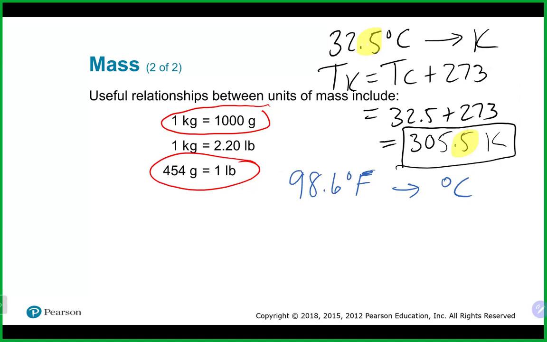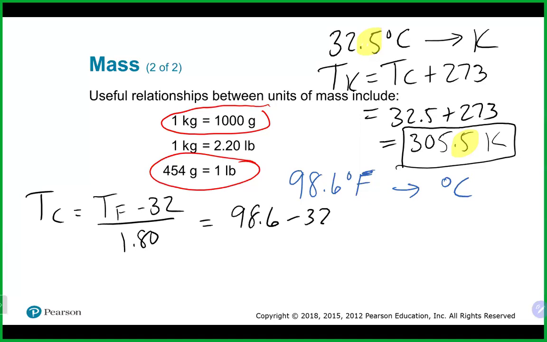Take a look. So in this case, we want to go from Fahrenheit to Celsius. The temperature in Celsius is equal to the temperature in Fahrenheit minus 32, divided by 1.8. So putting in our number, 98.6 minus 32 divided by 1.8. Remember that we do the top part first and subtract 98.6 minus 32. Hit equals. Don't punch it all in at once. Then we're going to divide by the bottom, 1.8. That is going to give us on our calculator 37 degrees Celsius.